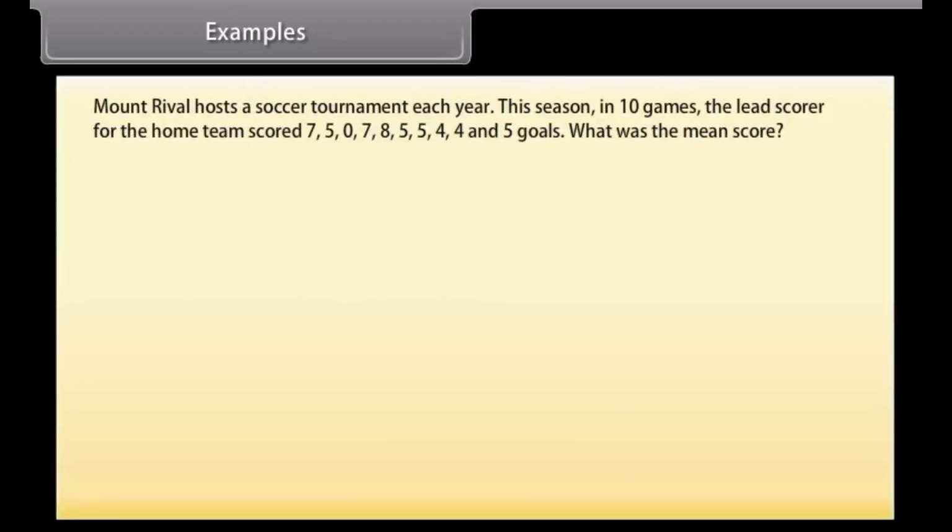Mount Rival hosts a soccer tournament each year. This season, in 10 games, the lead scorer for the home team scored 7, 5, 0, 7, 8, 5, 5, 4, 4 and 5 goals. What was the mean score?